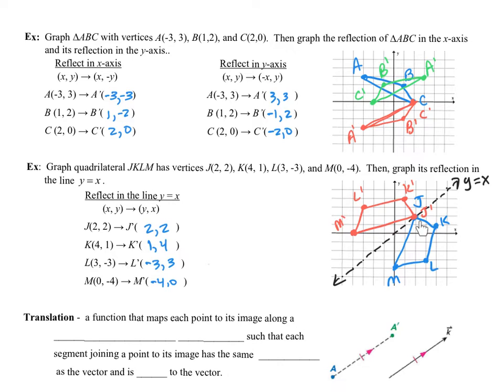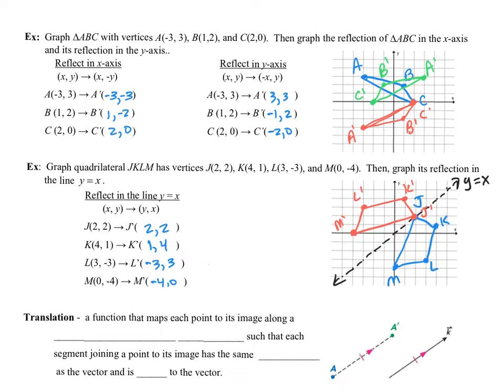If you could take your piece of paper and fold it along the line y equals x, then K should land on K prime, L should land on L prime, and M should land on M prime. And of course, J and J prime are on the line of reflection, so they would match up. All right, so that's reflection.